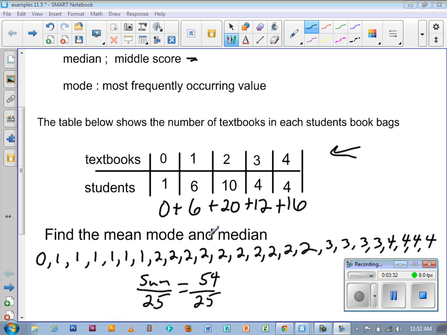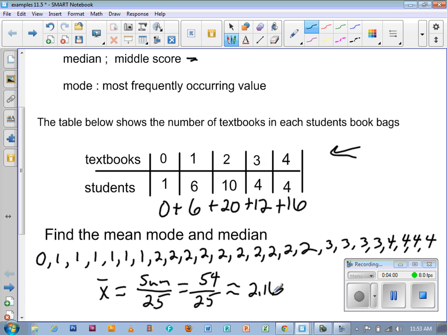And then, of course, we need to know how many students there are. So 1 plus 6 plus 10 is 16, plus 4 is 20, plus 4 is 25. So 17, 21, and 25. The total number of students adds up to be 25, and that's what we divide by to get our average. Remember the notation for average or mean, and your approximate average is 2.16.